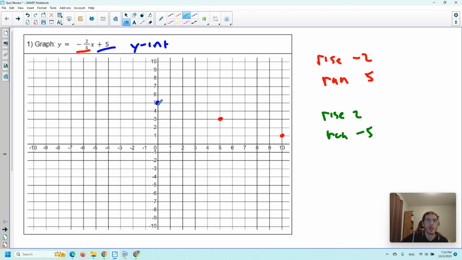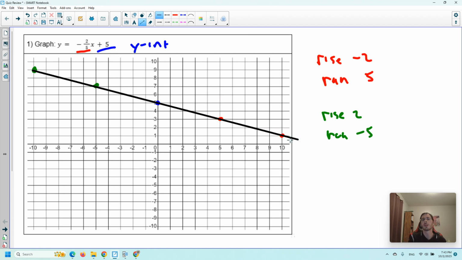So let's go the other way. So 2 up, rise 2, 1, 2, 3, 4, 5, run negative 5. 1, 2 up, 1, 2, 3, 4, 5, negative 5. So then we can just draw a little line. I'm going to cheat and use the line tool to just make a nice line. But there we go. So that's what my line is. So that's it. That's all we have to do is just graph it.